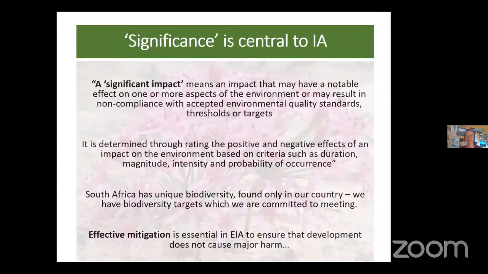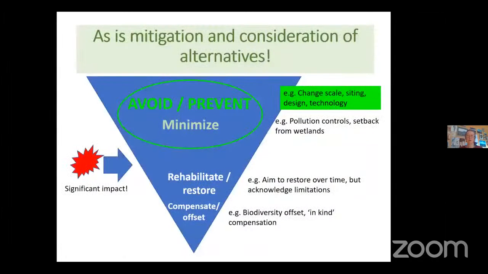South Africa has such unique biodiversity, as I'm sure you all know, and found only in South Africa. And we really need to make sure that those targets and aspirations, as well as the ecosystem services that biodiversity provides, are secured for the long term. And mitigation is one of the key ways, mitigation and considering alternatives, that we can avoid long-term harm or significant harm. So on the scale of mitigation, what do we have?